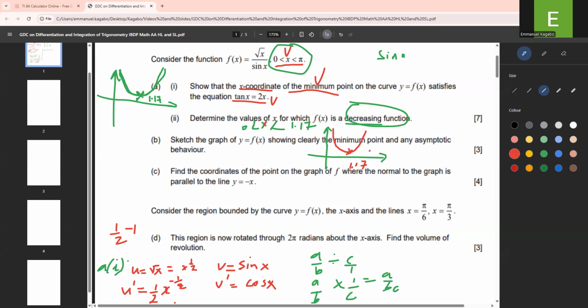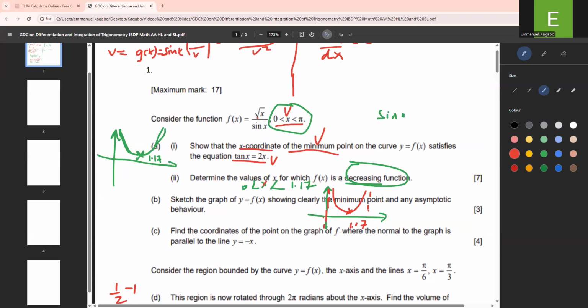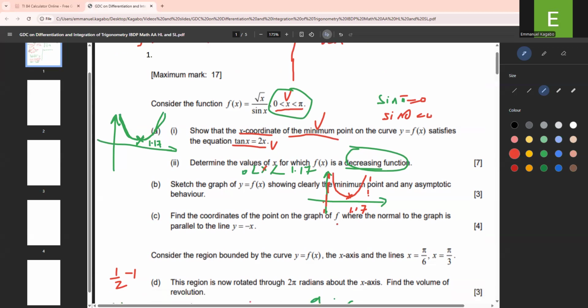But also there is a vertical asymptote here, and even here. Even if you don't include that one, it's very important that you know it, because sine 0 is 0, and sine pi will also be 0. So you're going to have vertical asymptotes at those points. So that's your graph, okay?